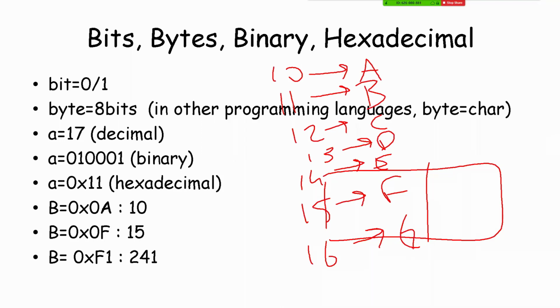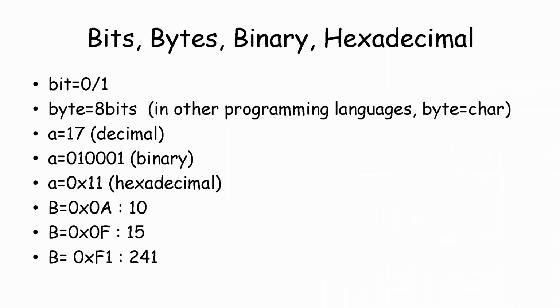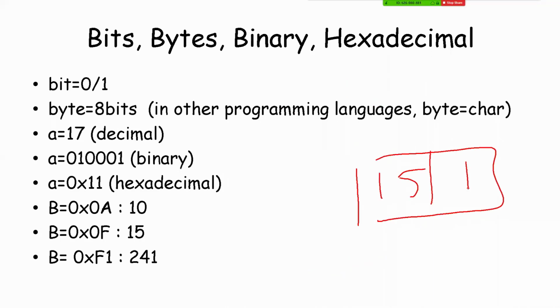Nope, we don't have number 16 in hexadecimal. So we do not have G. The largest number we can have in each box is 15. We had 15 and 1. When we write this out as text, we're going to write out F1 and put 0x in front of it to indicate that this is a hexadecimal number.